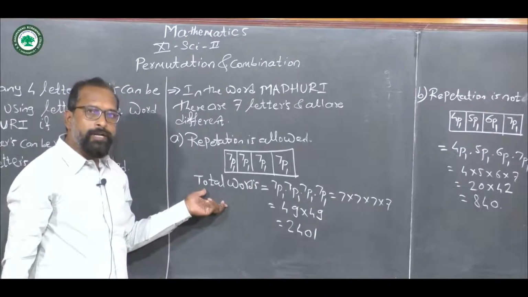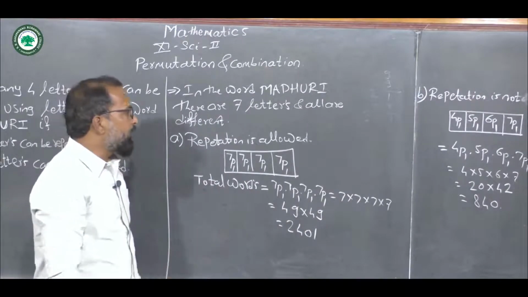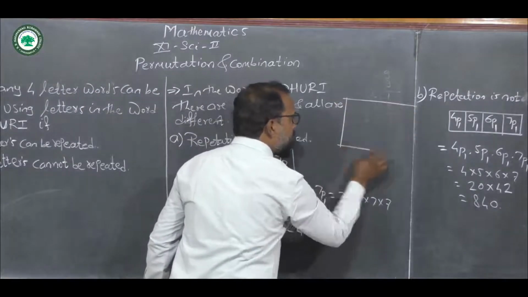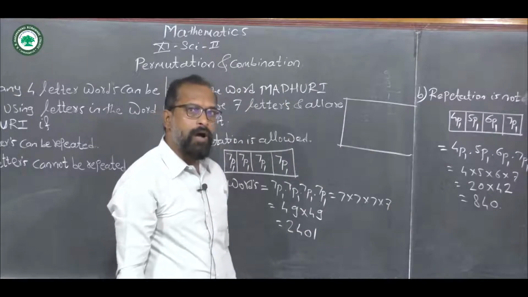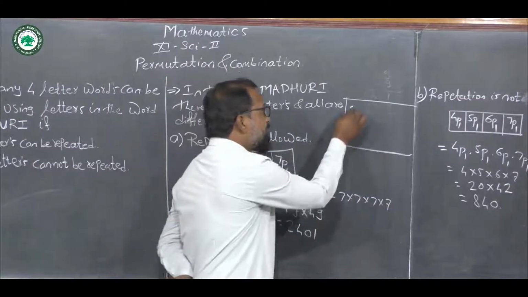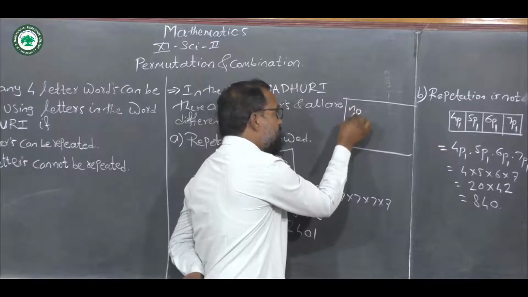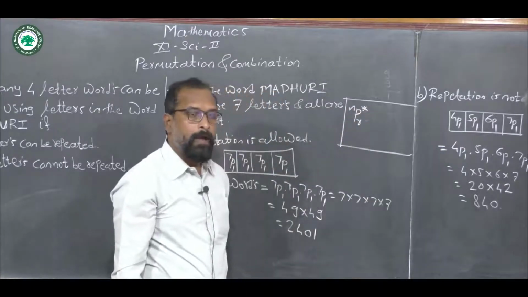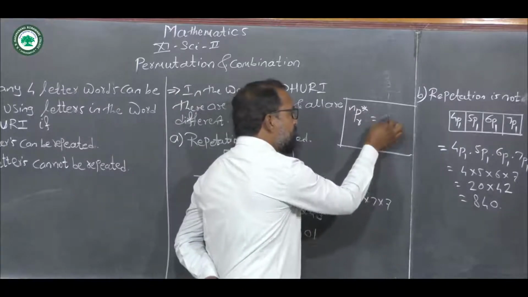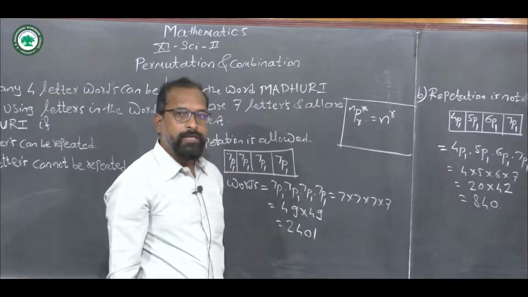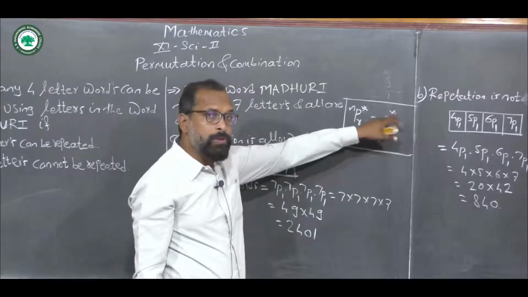That is, when repetition is allowed, if we have to arrange r objects from given n objects, remember this one, this can be written as nPr star, and this is equal to n raised to r. The formula for when repetition is allowed is n raised to r.